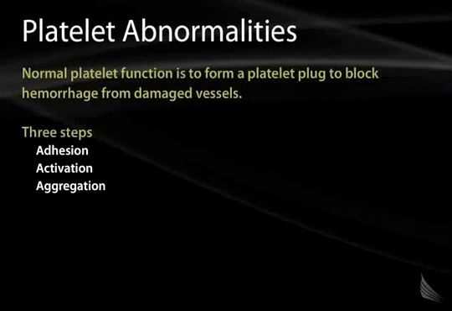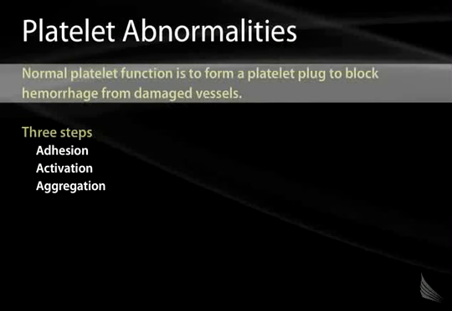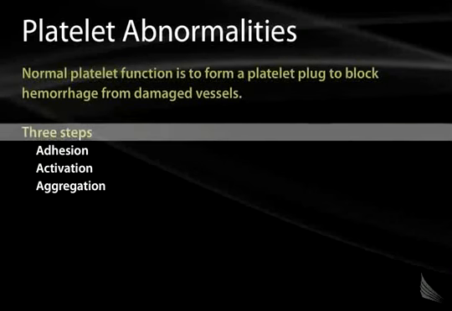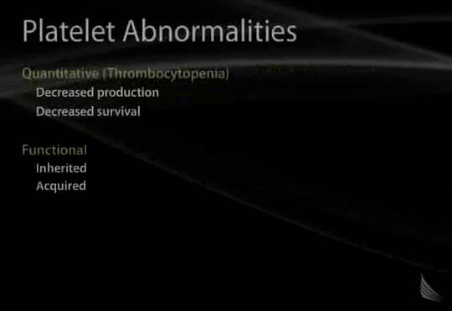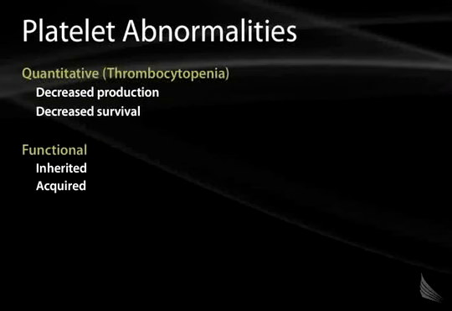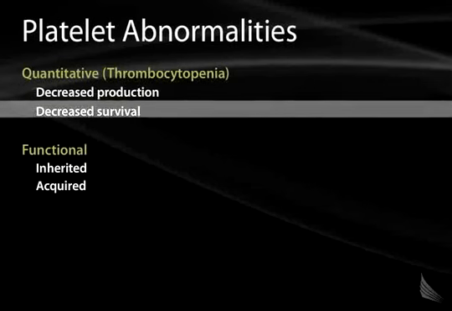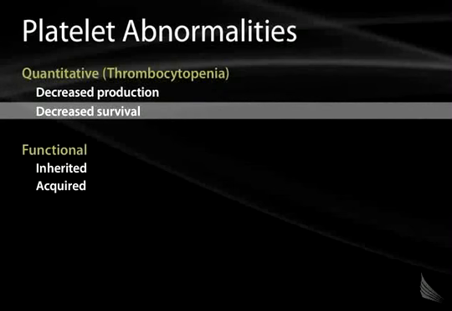Continuing our discussion, moving from the vessel wall to the platelet itself, normal platelet function is vital to form a platelet plug to block hemorrhage from the damaged vessels. As we mentioned in the first section, the three steps involved are adhesion, activation, and aggregation. When you have a low number of platelets, you have decreased production or decreased survival of the platelets, which will inhibit the ability to adhere, activate, and aggregate in any significant measures when those platelet numbers become too low.